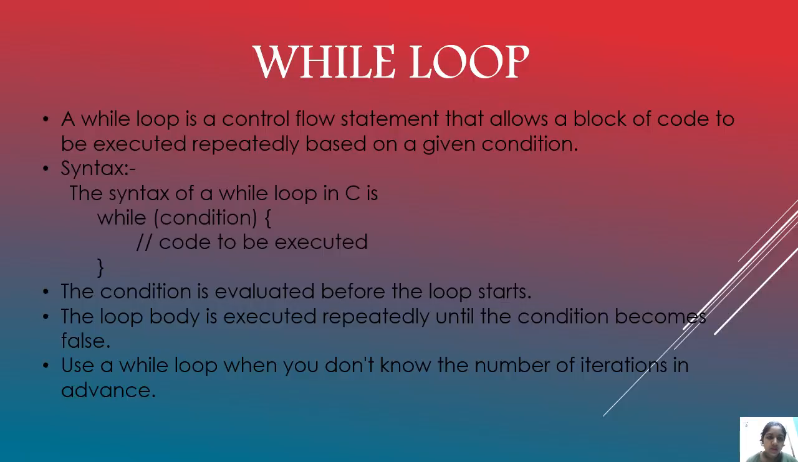While loop. A while loop is a control flow statement that allows a block of code to be executed repeatedly based on a given condition. Syntax. The syntax of a while loop in C is shown. The condition is evaluated before the loop starts. The loop body is executed repeatedly until the condition becomes false. Use a while loop when you don't know the number of iterations in advance.